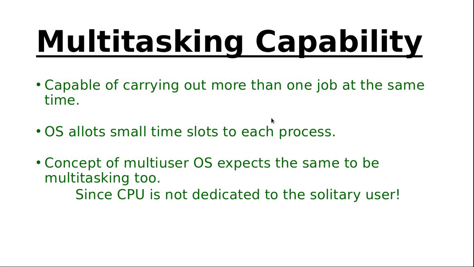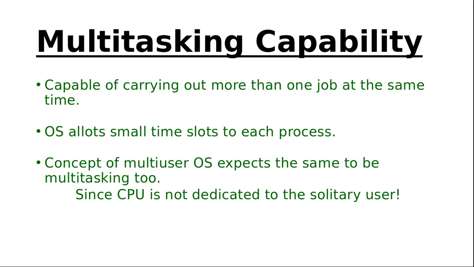Multitasking implies that it is capable of carrying out more than one job at the same time. We all know that. This is managed by dividing the CPU time intelligently between all processes being carried out. Depending on the priority of the task, the operating system allocates small time slots to each foreground or background task.